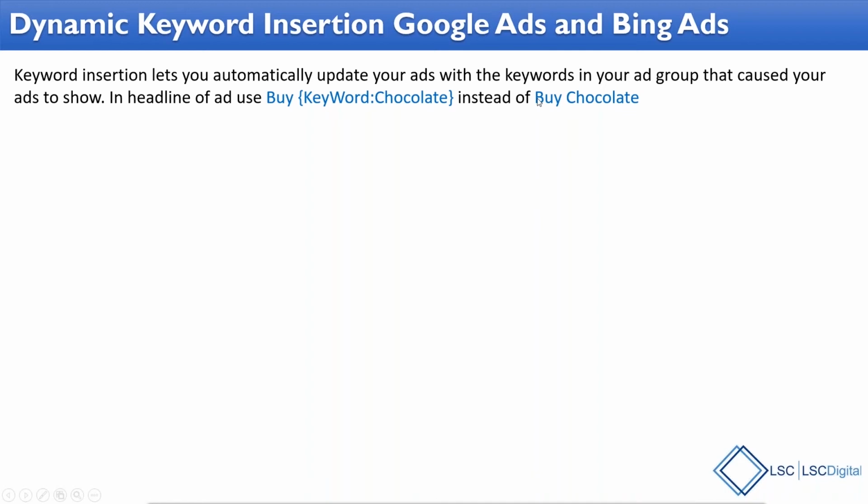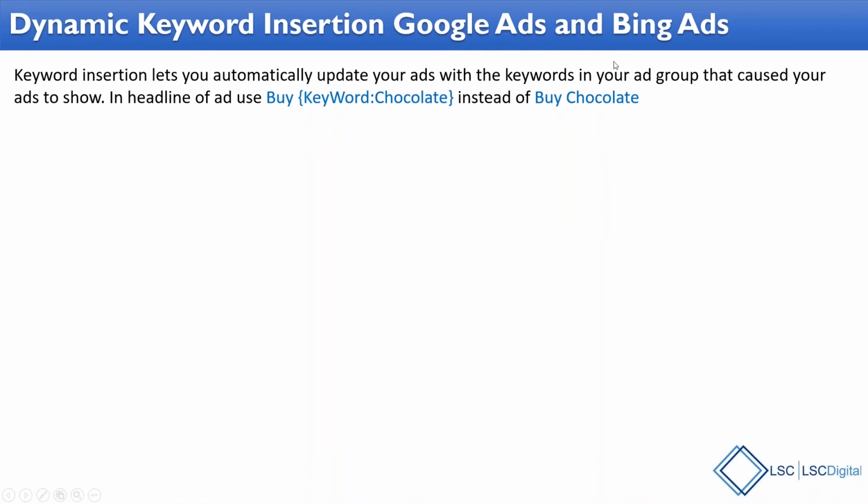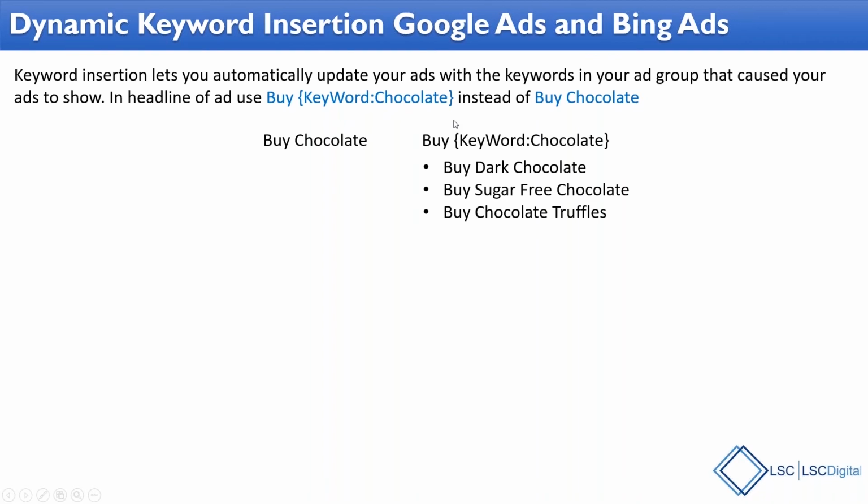So instead of just having "buy chocolate" in your headline, like I'm circling here, okay, if you were selling chocolate, you would now do "buy" and then the keyword "chocolate." Okay, now what does that do? Why is that so important? This is what it does.